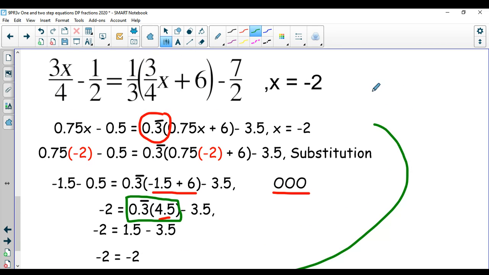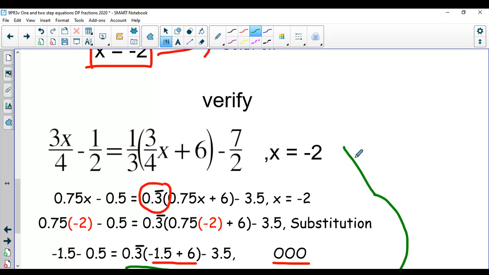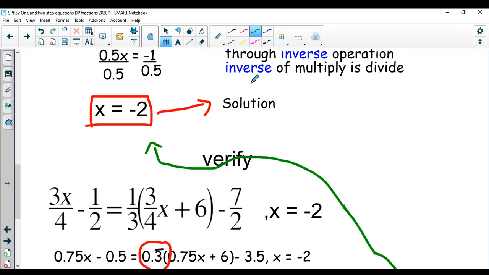Bring it all the way up again. X equals -2 is our solution. We will do another video, but this time we won't have the nice version where we broke it down into decimals. We'll do everything by fractions.